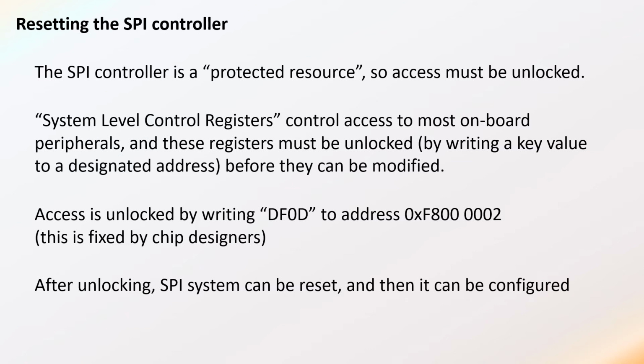All of the SLCRs, and there's probably 100 or so of them, have to be unlocked before they can be read or written. And you can see here access is unlocked by writing DF0D, no idea why they chose that bit pattern, to address F800-0002. The chip designers chose that address and that code for whatever reason, just to make sure you're purposefully going in to do something with the system level control registers.